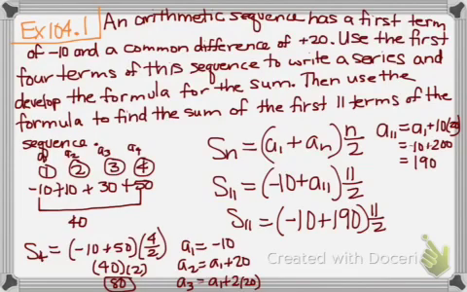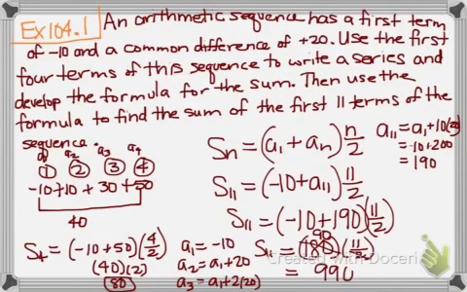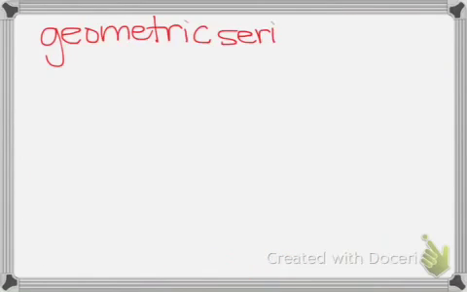So negative 10 plus 190, times 11 over 2. That's 180 times 11 over 2. 2 goes into 180 90 times, and 90 times 11 is 990. So the sum of the first 11 terms is 990.